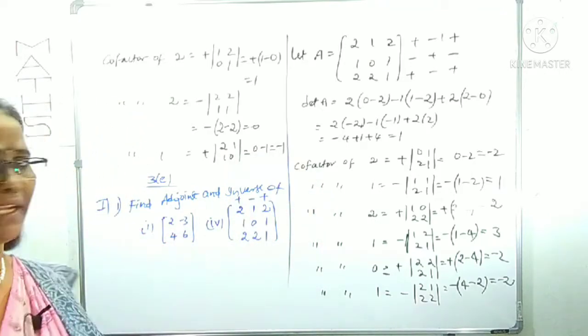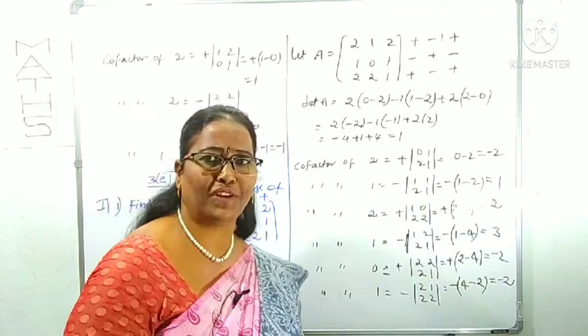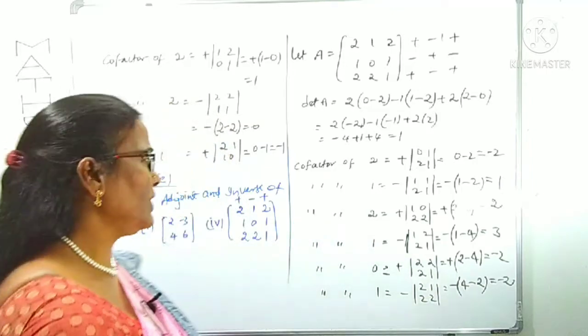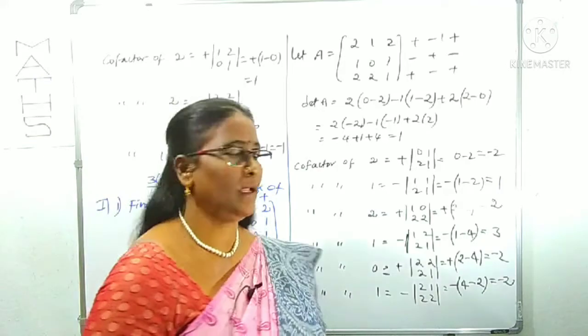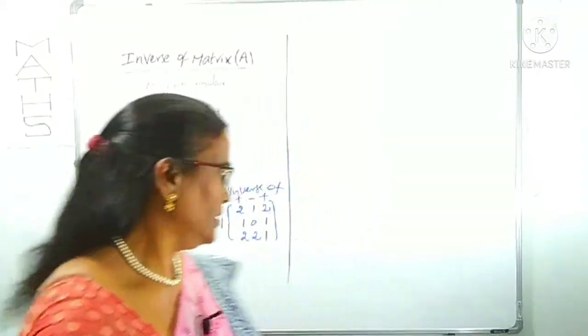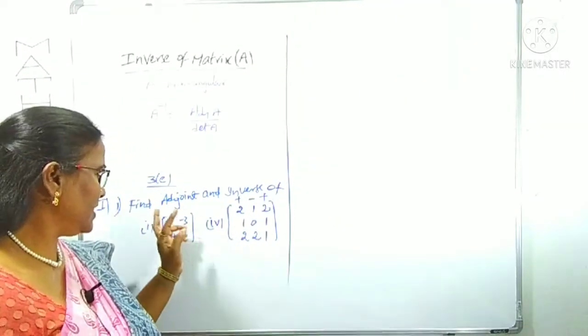Like this, we got the 9 elements. All these are the cofactors of the 9 elements. Now we can prepare the cofactor matrix A. So look at the next question. Fourth bit, adjoint and inverse.